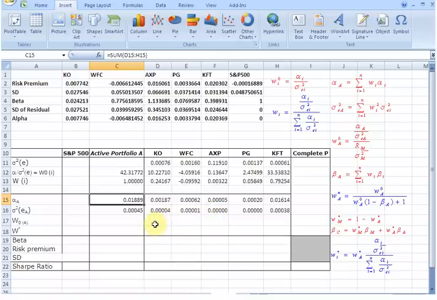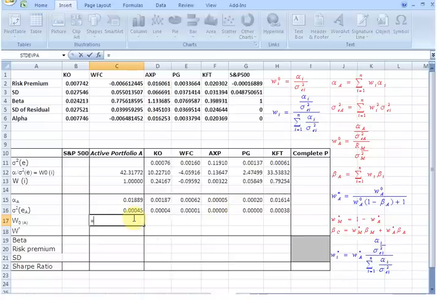Now let us find the initial weight on the active portfolio in this cell, the formula for which is here. Let us implement this formula. What do we have to write in the numerator? We need to write the alpha of the active portfolio, which is this, and we need to divide this alpha by the residual variance of the active portfolio, which is this, close brackets. And then in the denominator, what do we need to write? We need to write the risk premium on the market, which is this here, and we need to divide this risk premium by the variance of the market.